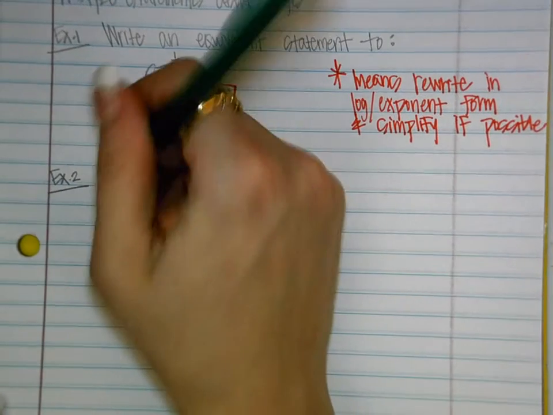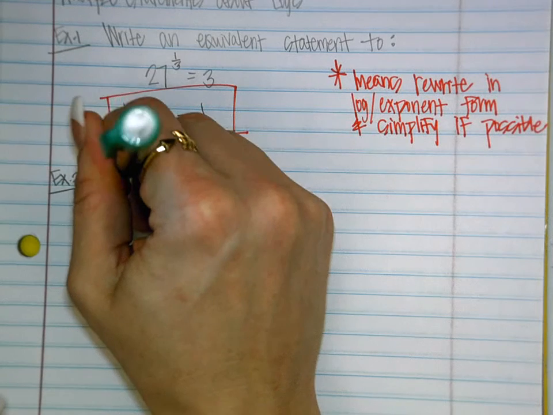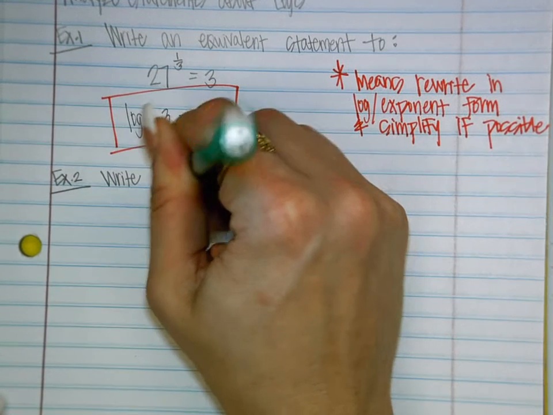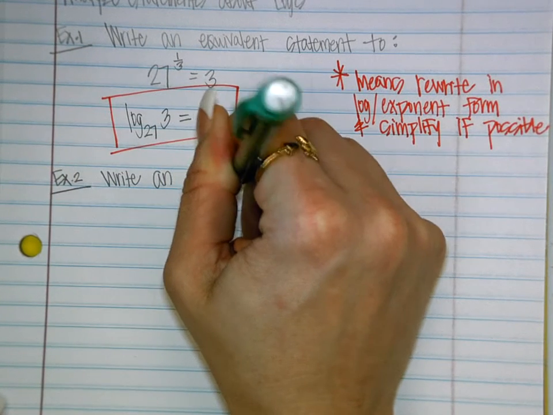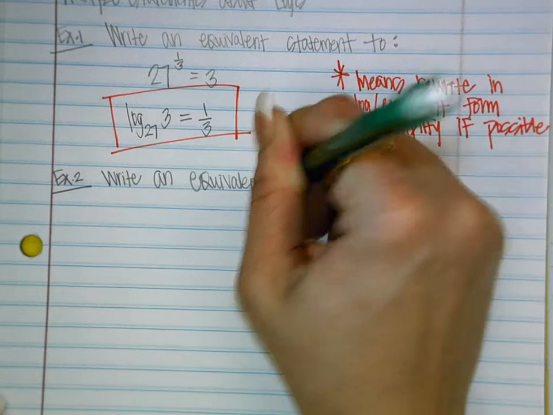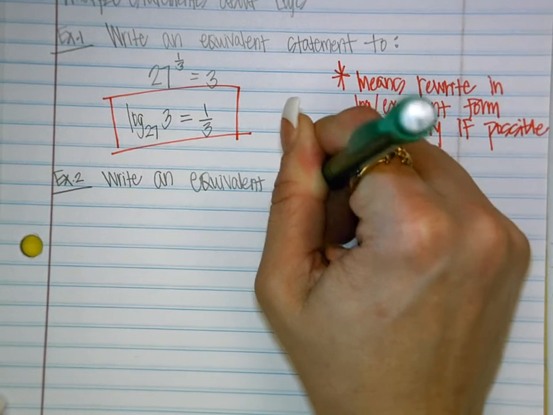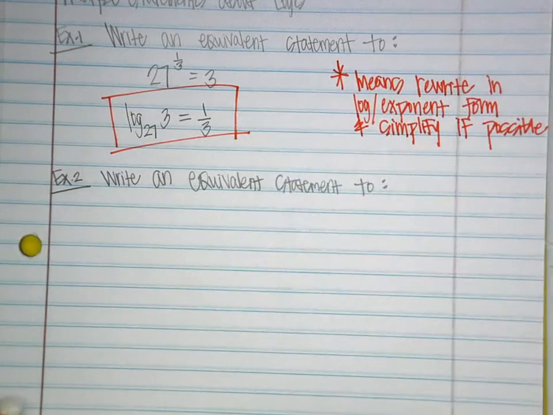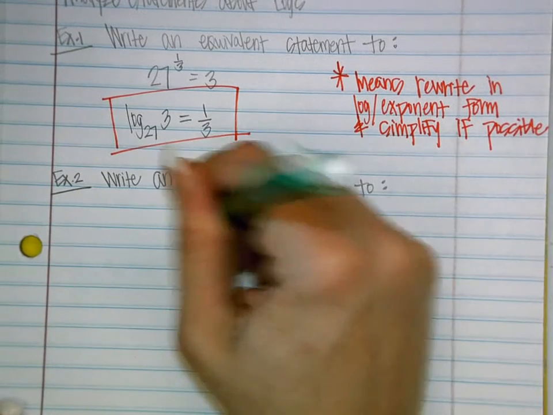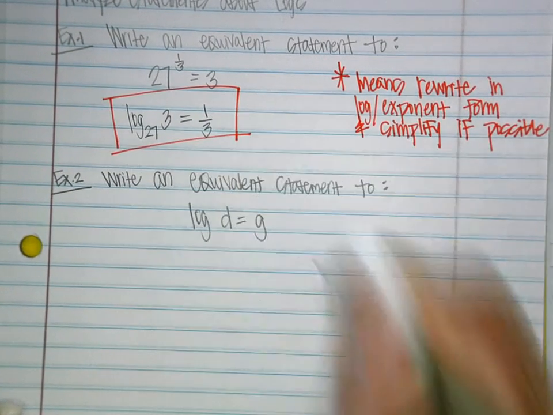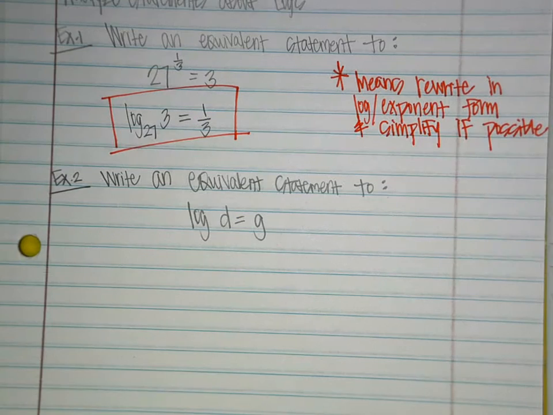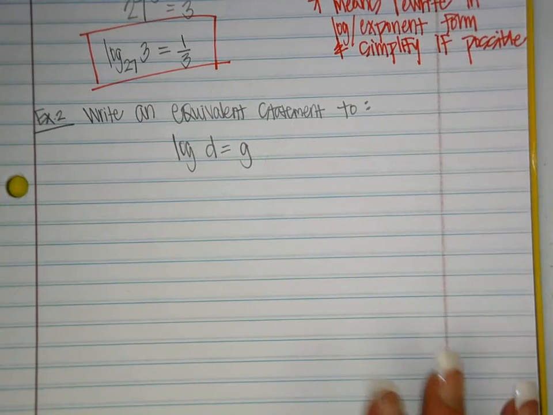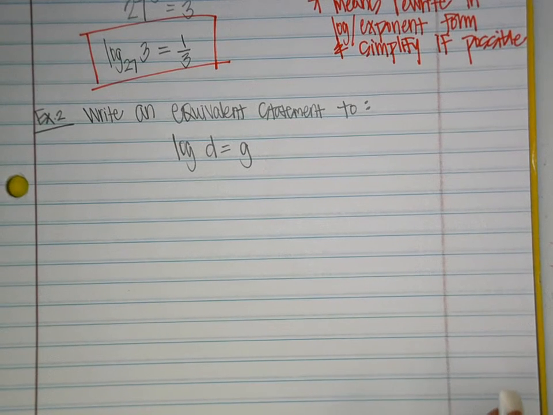For number 2, same thing. Write an equivalent statement. Write an equivalent statement to log D equals G. Log D equals G. Write an equivalent statement.